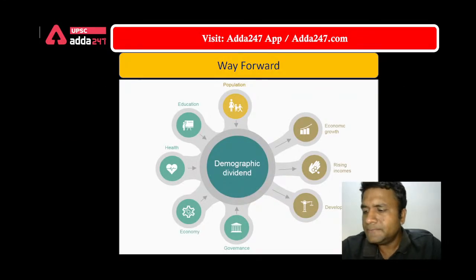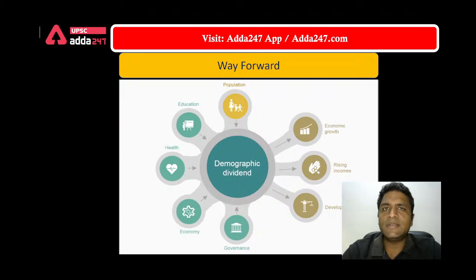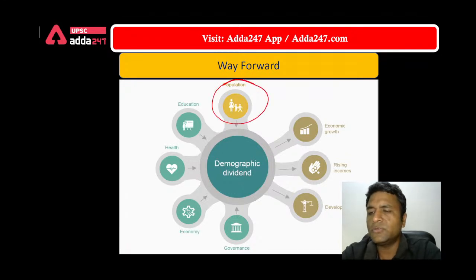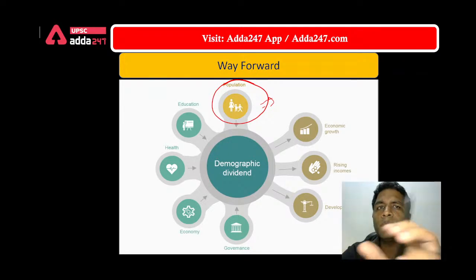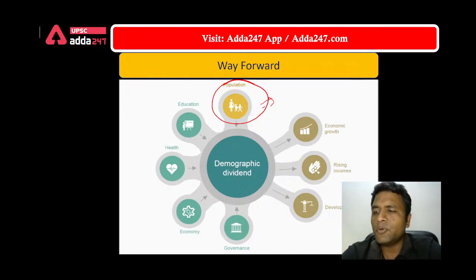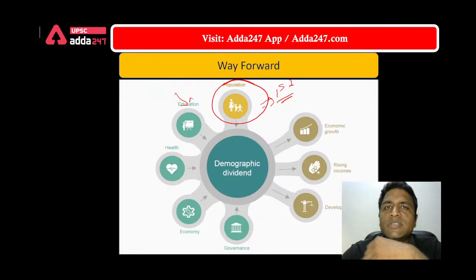So what can be the way forward? First and foremost, if you have to reap the demographic dividend, the first thing you will talk about is the population. The working population has to be more than the non-working population. That's the first criterion. After that, we can work on developing better education policies, so that everyone remains literate and educated, and the quality of education improves, so that the next generation is much more employable and able to do much better.